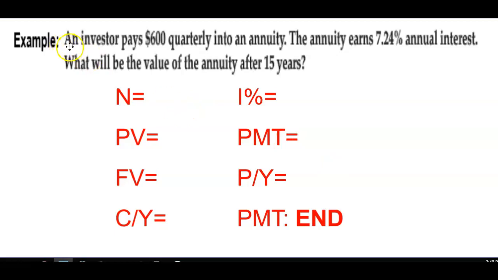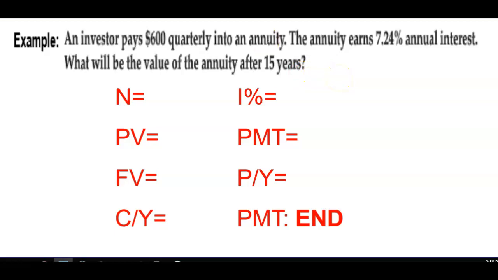Now, our first example says an investor pays $600 quarterly into an annuity. Okay, so this one is not going to be 12 and 12 necessarily. The annuity earns 7.24% annual interest. What will be the value of the annuity after 15 years?